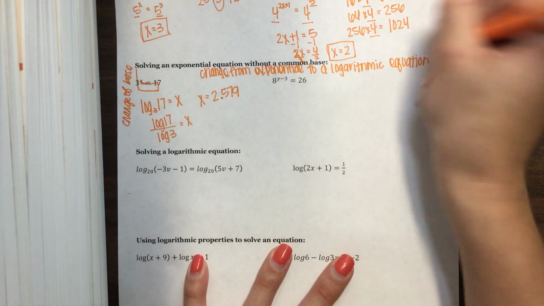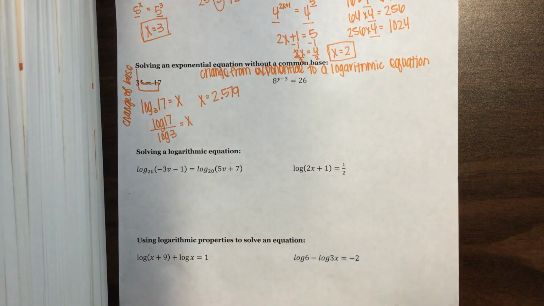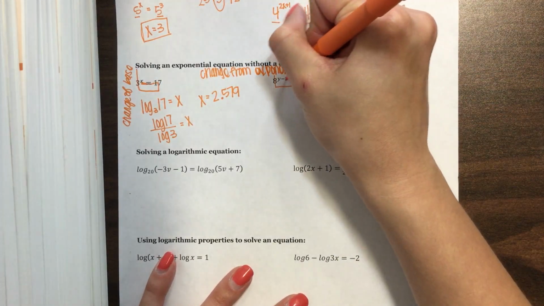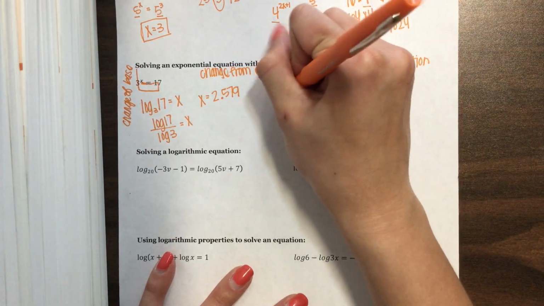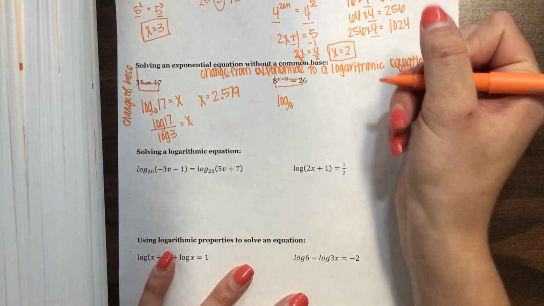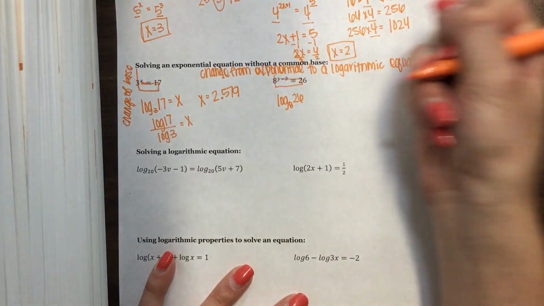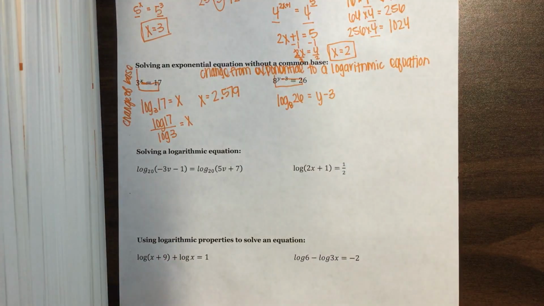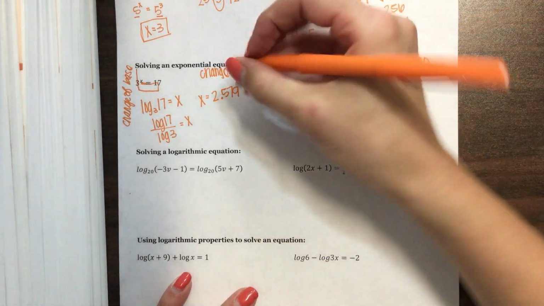Okay. Now let's look at this one. This one's going to be a little bit more tricky, but not too bad. So first, let's change it into a logarithmic equation. So I'm just going to use my L again. So that's going to be log base 8, because that's the first number I hit, of 26 equals y minus 3. Okay. So here, let's use change of base again.